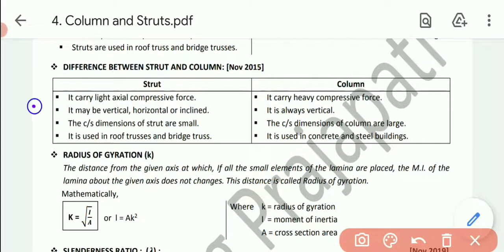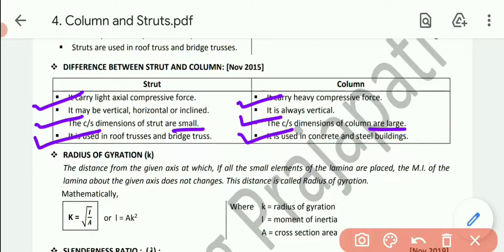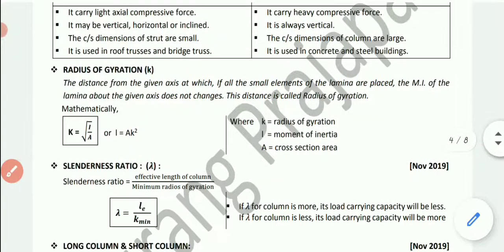The strut carries the light axial load and the column carries the heavy compressive load. The strut may be vertical, horizontal or inclined, while the column is always vertical. The cross section dimension of the strut are small, while in the case of column they are quite large, and the strut is used in roof truss and bridge truss, while the column is used in concrete and steel building. So this is the basic difference between strut and column.